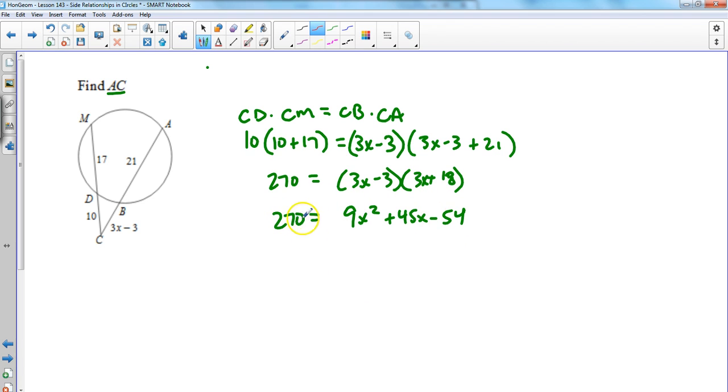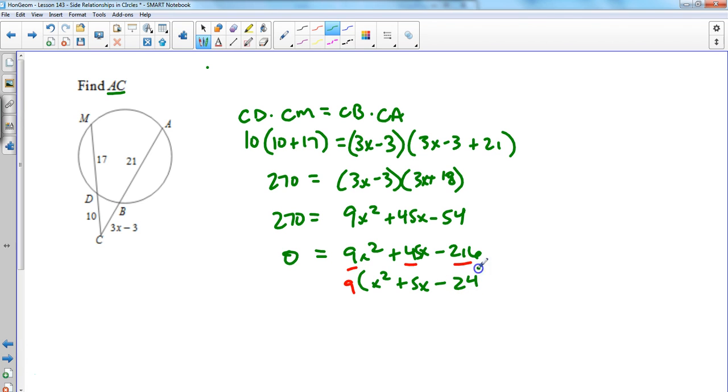So here we've got a quadratic. We need to make sure that we get everything on one side. So 0 is equal to 9x squared plus 45x. And then 270 minus 54 is going to give you 216, so minus 216. We can actually factor out a greatest common factor from this thing. So that greatest common factor is going to be 9. And that leaves us with x squared plus 5x. And then 216 divided by 9 is going to be, let me see, 24, looks like. All right, so that quantity is equal to 0.